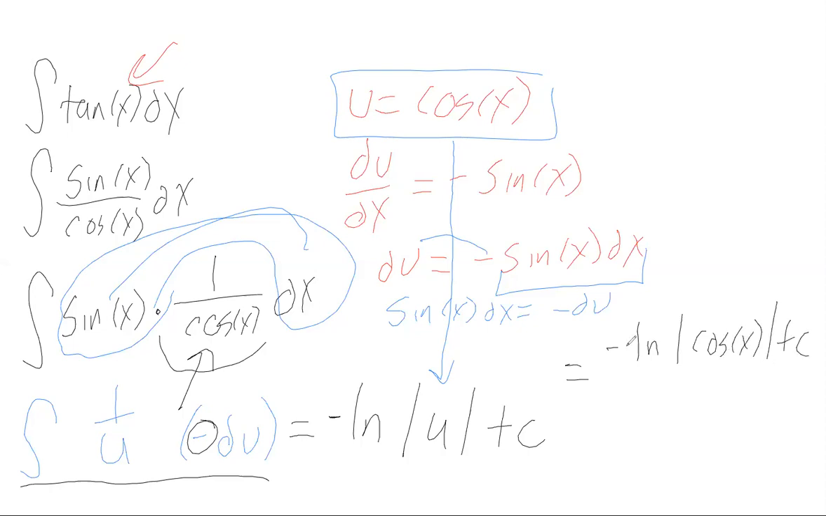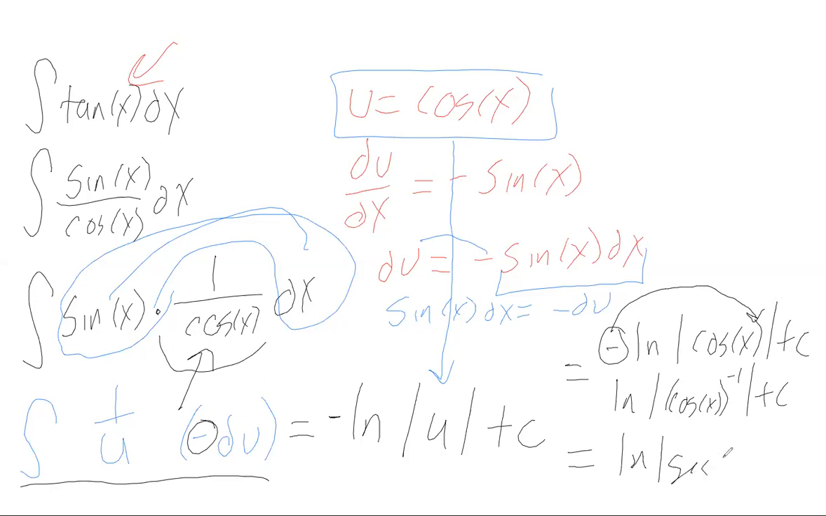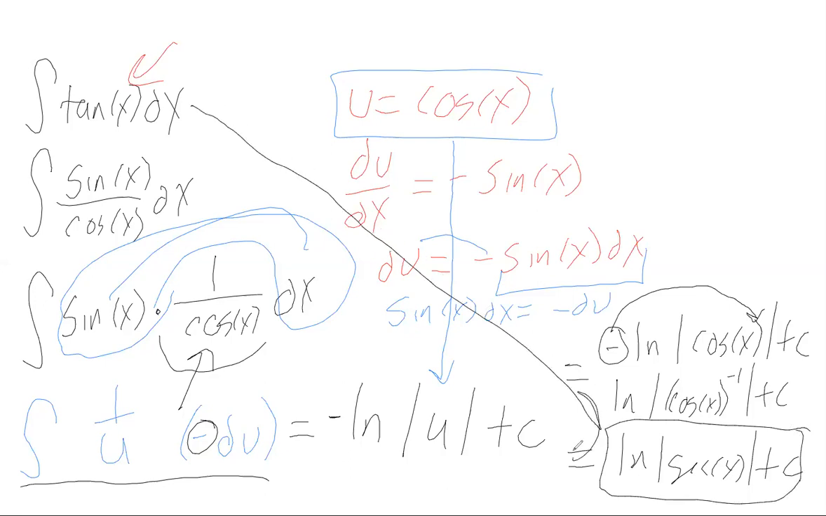Now, if you remember the log rules, this can come up and act as an exponent for this. So this is the same as the natural log of the absolute value of cosine of x to the negative first power plus some c. And this is really a 1 over cosine. 1 over cosine is a secant. So this is going to be equal to the natural log of the absolute value of secant of x plus some constant. And that is how you do a u substitution, and that is what the antiderivative of tangent is.